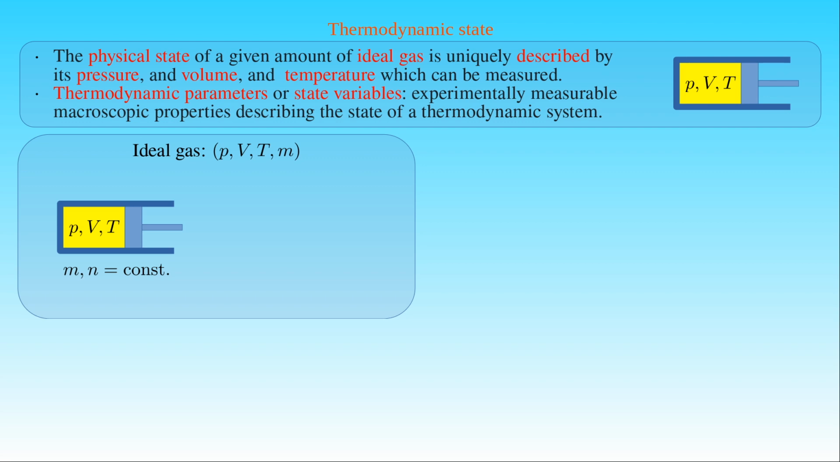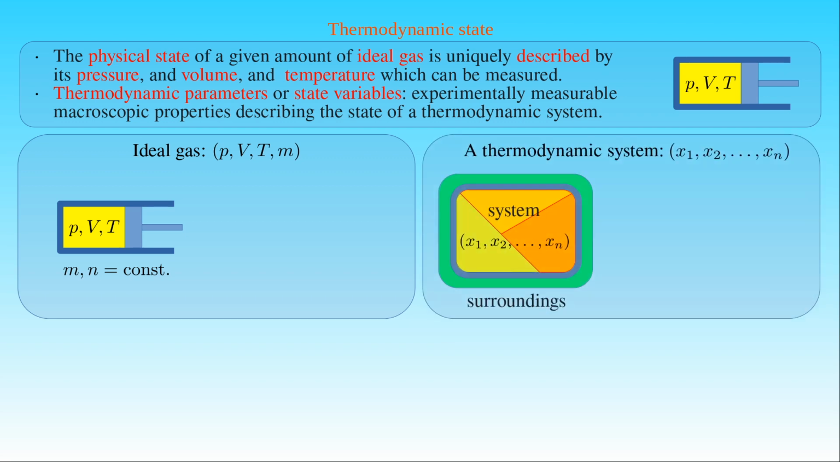In such a case, the mass or the amount of species does not change in the system, and the state variables pressure, volume, and temperature are enough to describe the state of the gas. In general, if n physical quantities describing the macroscopic properties of a thermodynamic system, denoted by x1, x2, ..., xn, are necessary to uniquely define the state of the system, then we call these quantities thermodynamic parameters or state variables. The thermodynamic state of a system is uniquely determined by a given set of state variables.